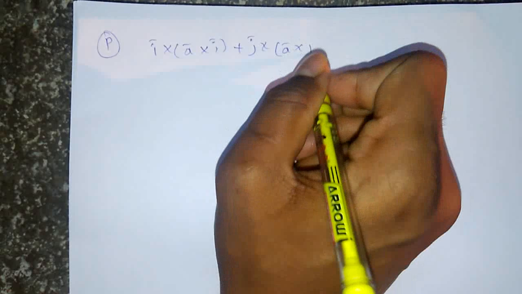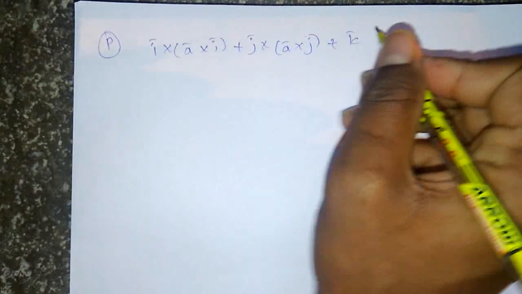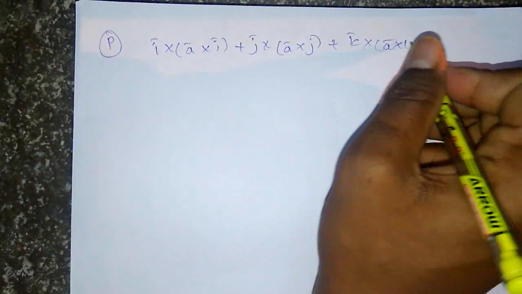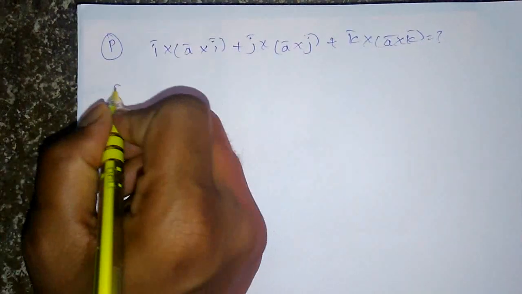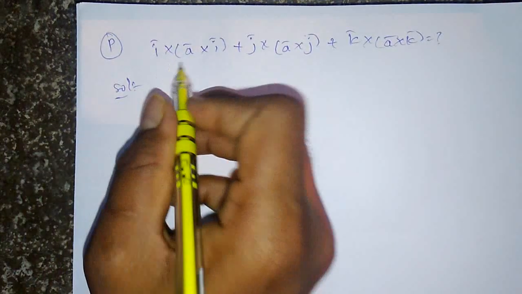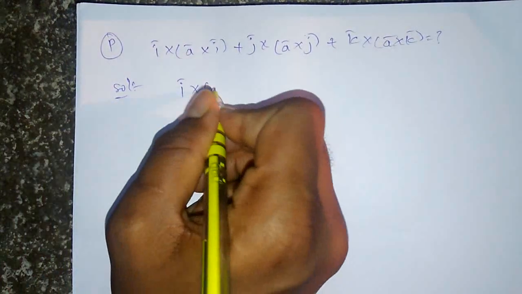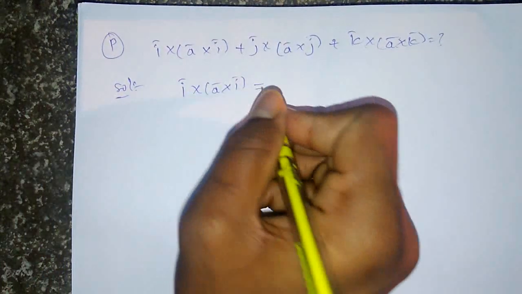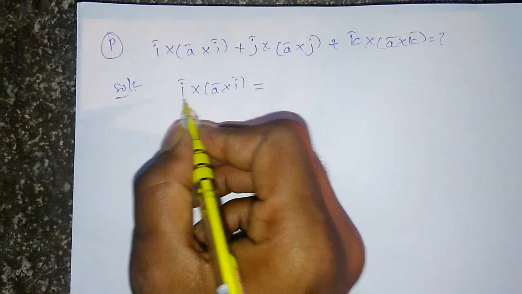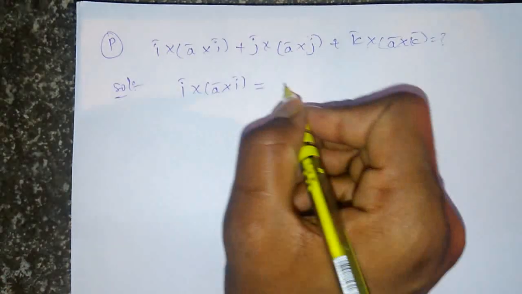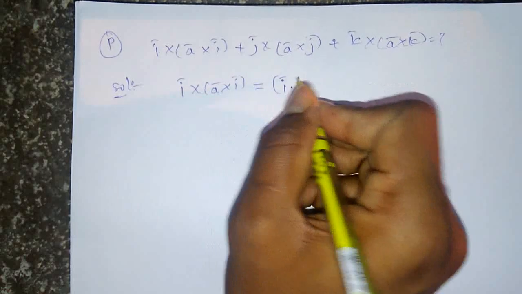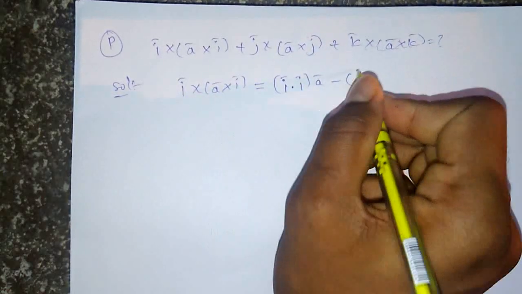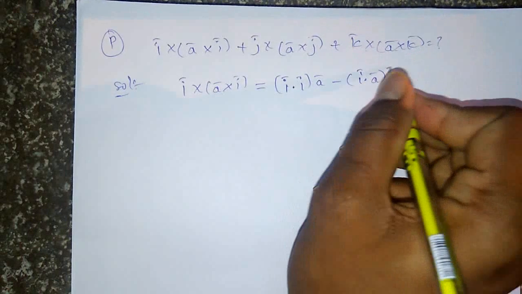So our next problem is i bar cross a bar cross i bar plus j bar cross a bar cross j bar plus k bar cross a bar cross k bar is equal to. So first let us find the first one, i bar cross a cross i. So that is equal to, here it is a vector triple product. So what is the formula here? i dot i into a bar minus i dot a into i bar.